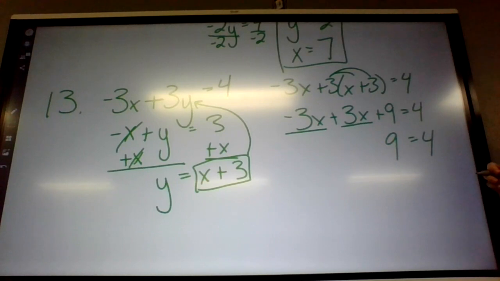What do you think that means? No solution. Okay, it means nonsense. It means nothing's going to work. No solution. On the graph, it would be 2 parallel lines if we graphed it. We're not graphing it today, but just saying. 2 parallel lines have no solution.